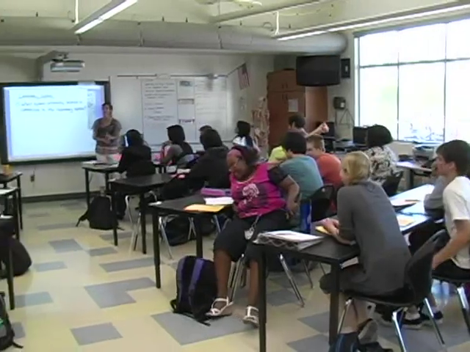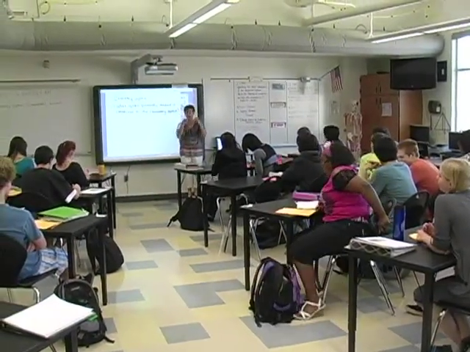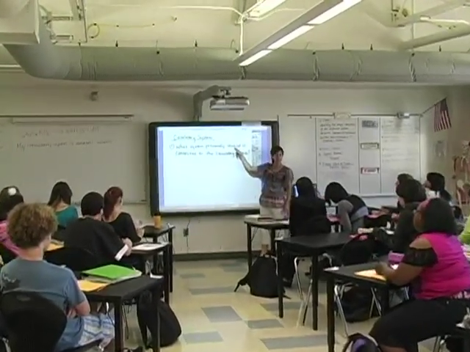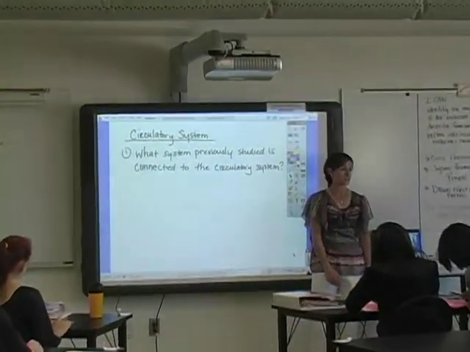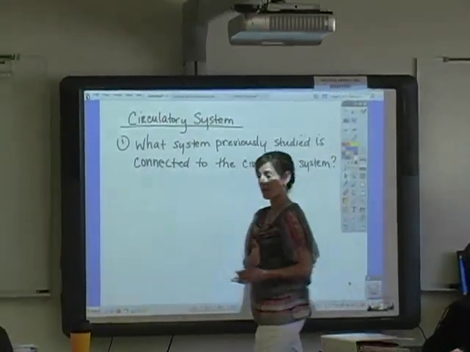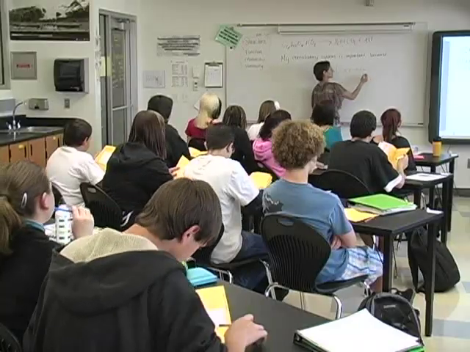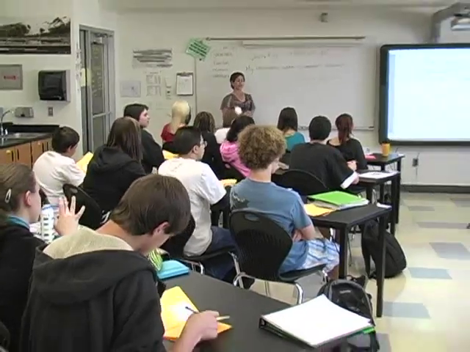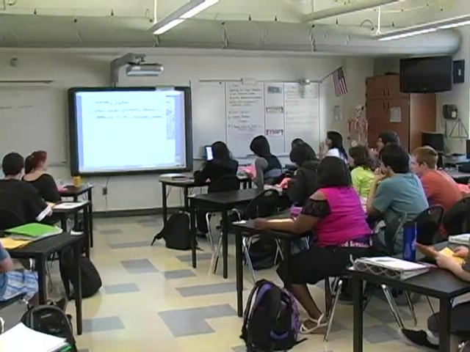The last thing on the circulatory system I want you to be able to do, and you just think about this: what system previously studied, that we've studied in our books, is connected to the circulatory system? Previously studied, not with today. Nervous. Okay, wait, one at a time, nervous. Who else thinks nervous? Okay, so why do you think the nervous system, Danya? Because it's your brain.